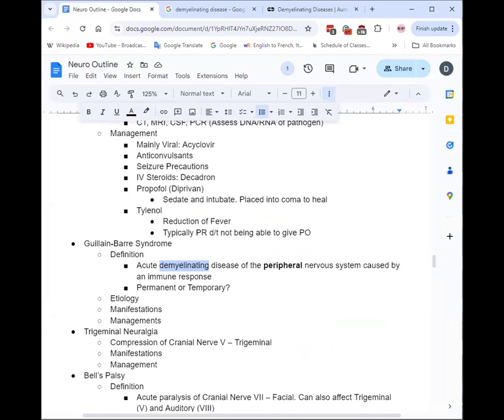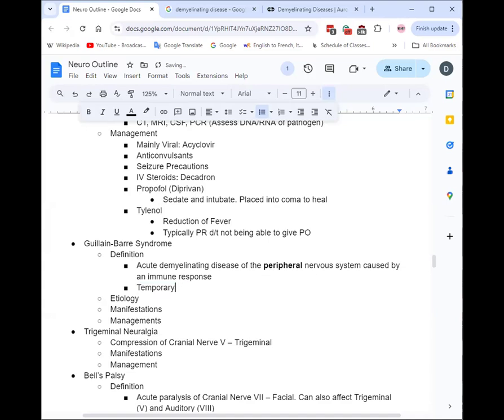Okay, one of the most important things to think about here is: is this temporary or is this permanent? Do you guys agree with Celeste? Awesome. So yeah, this is going to be temporary.